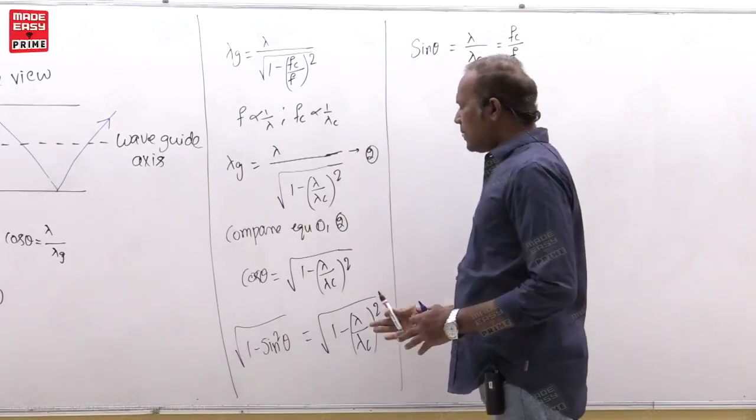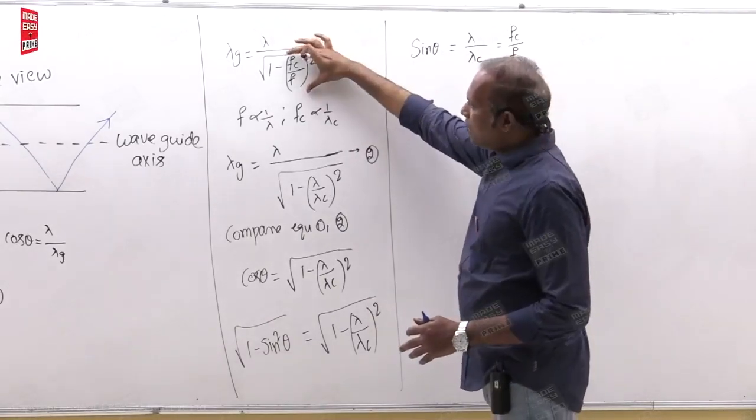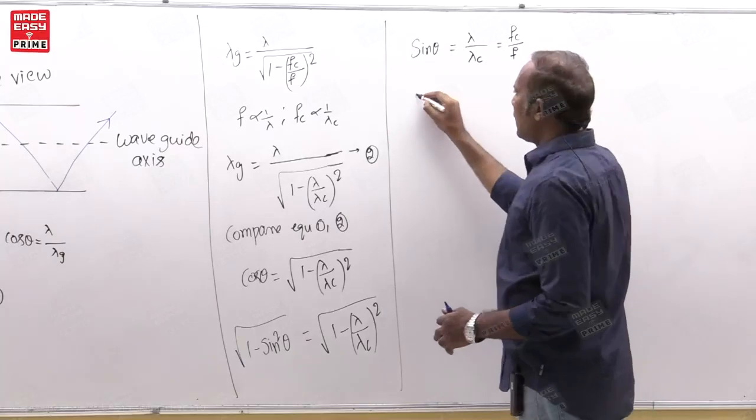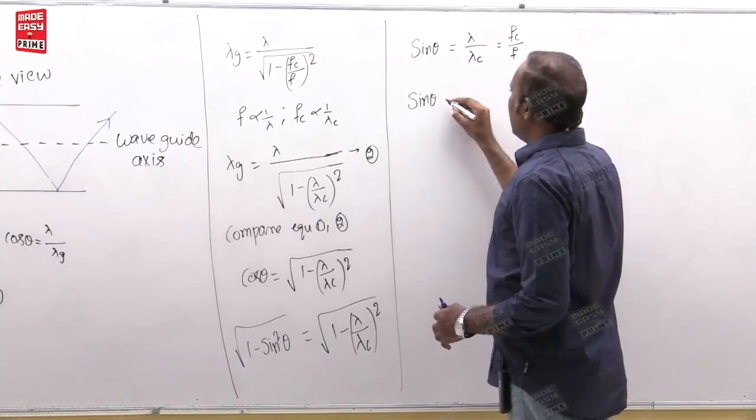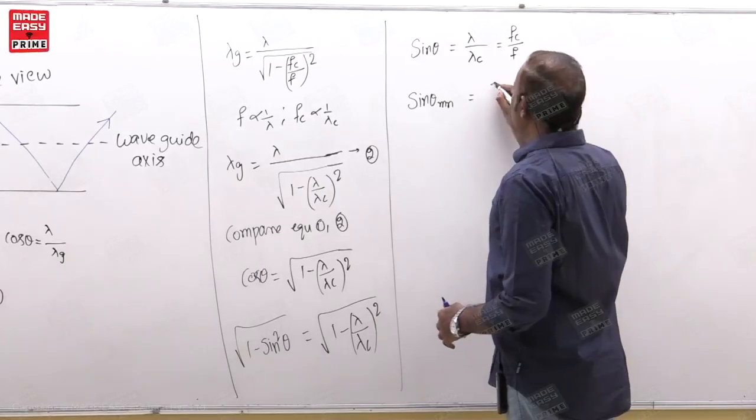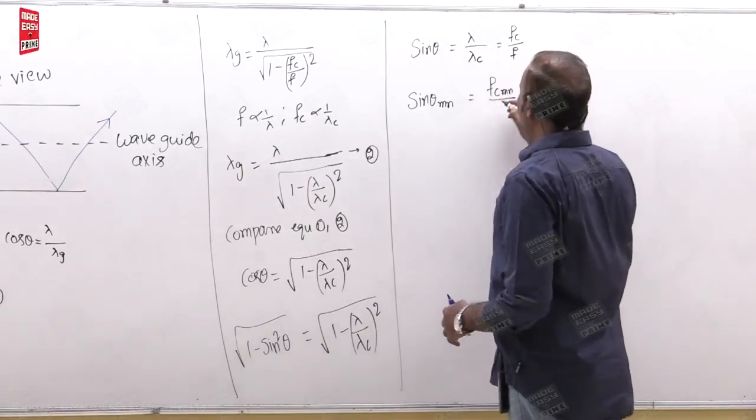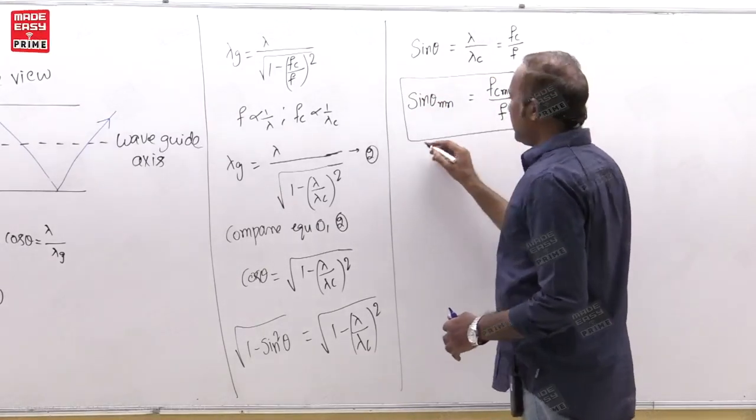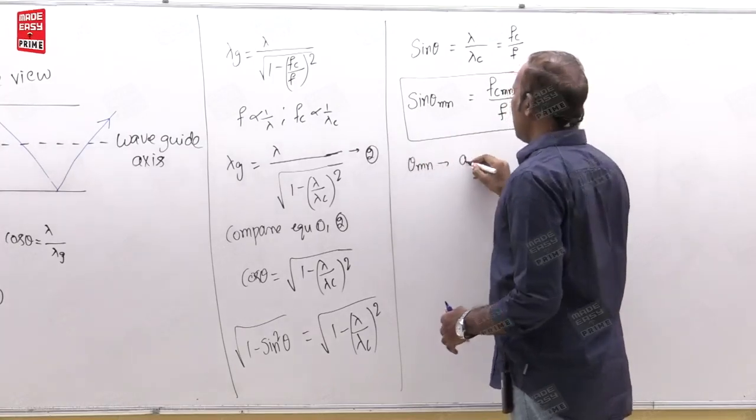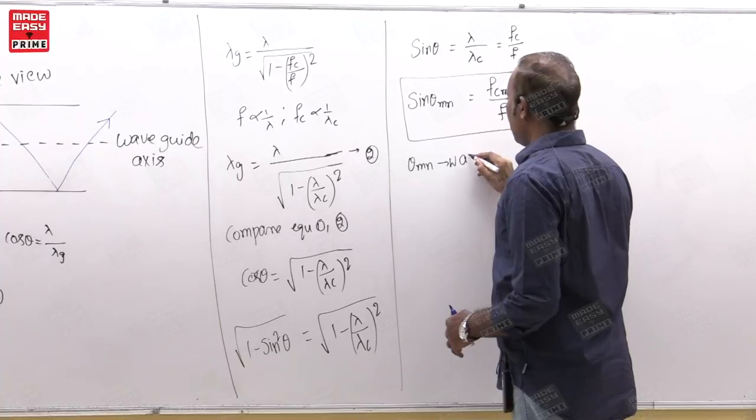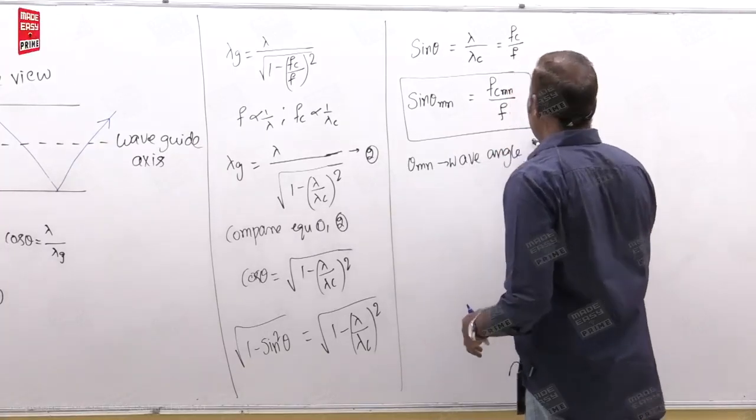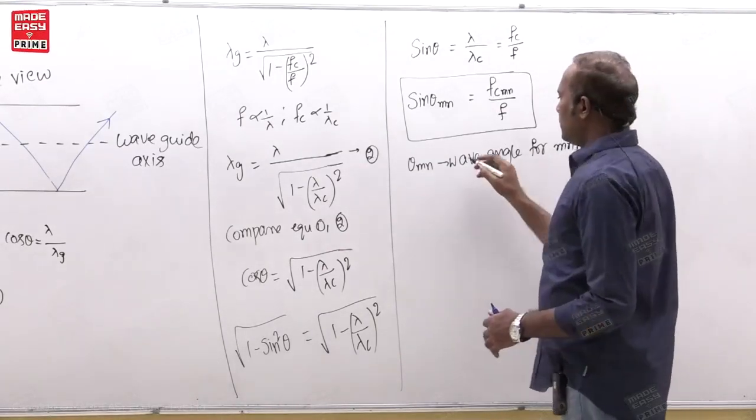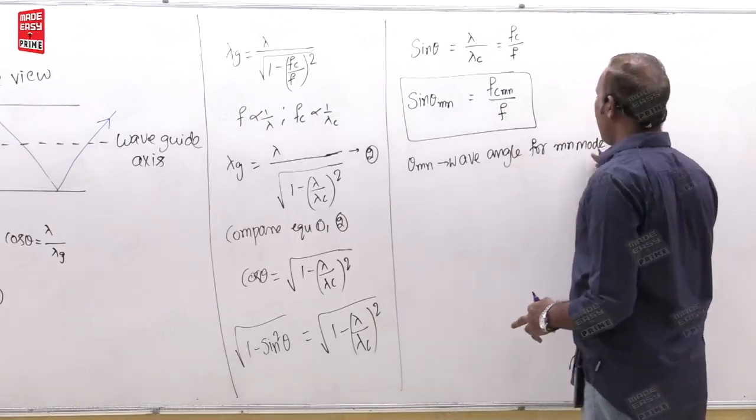Once again, lambda by lambda c is nothing but fc by f. I wrote in terms of lambdas; you can write in terms of fc's also. This will come here, that means fc by f. Now, sin theta for Mn mode is equal to the cutoff frequency for Mn mode divided by f. So this is the formula, dear students. Here theta Mn means the wave angle for Mn mode.